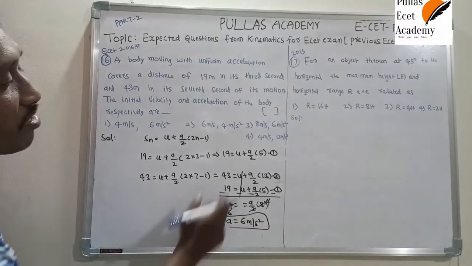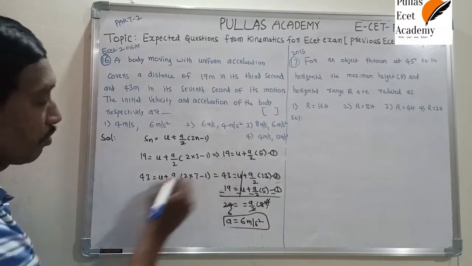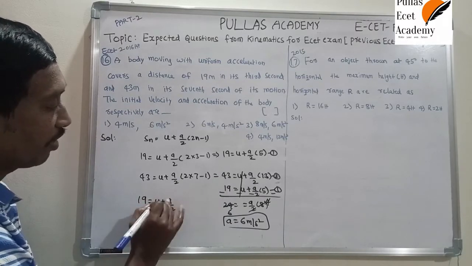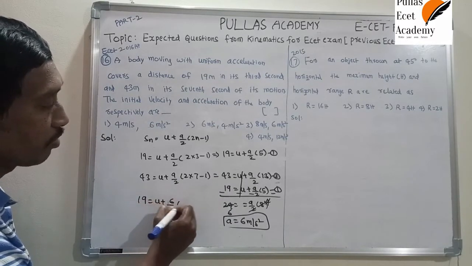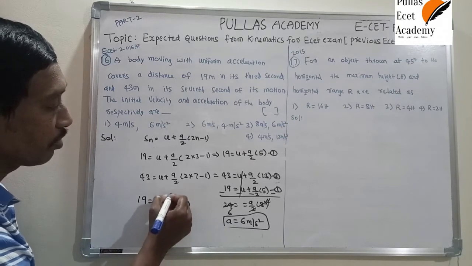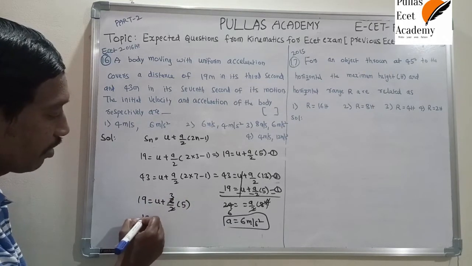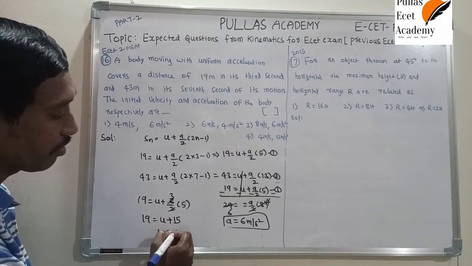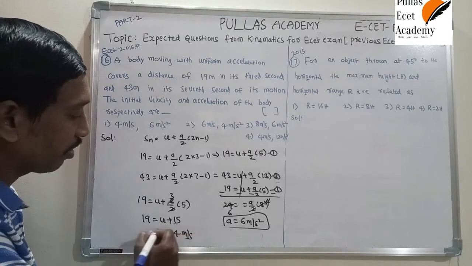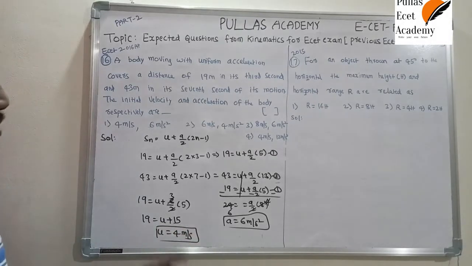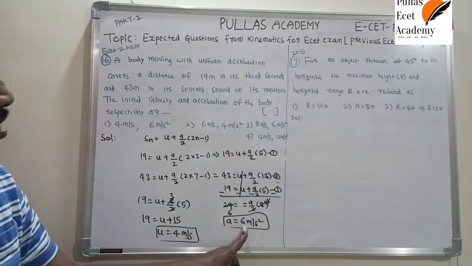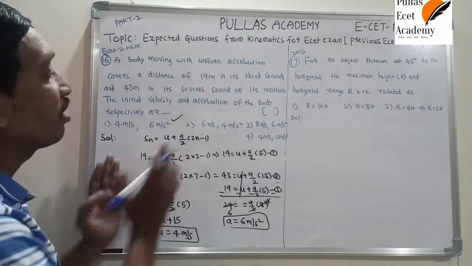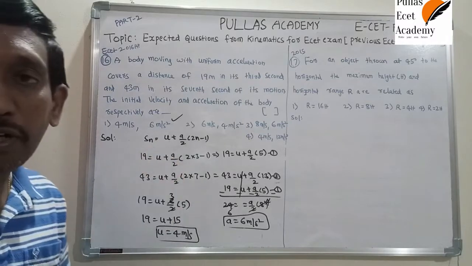Substitute this acceleration in equation 1: 19 is equal to u plus a by 2 into 5. Substituting a equal to 6, 19 is equal to u plus 3 into 5, which is 15. Then u is equal to 19 minus 15, which is 4 meter per second. So the initial velocity is 4 meter per second and a is 6 meter per second square. The first option is correct. It is lengthy, but if you know this formula and substitute directly, you get it.